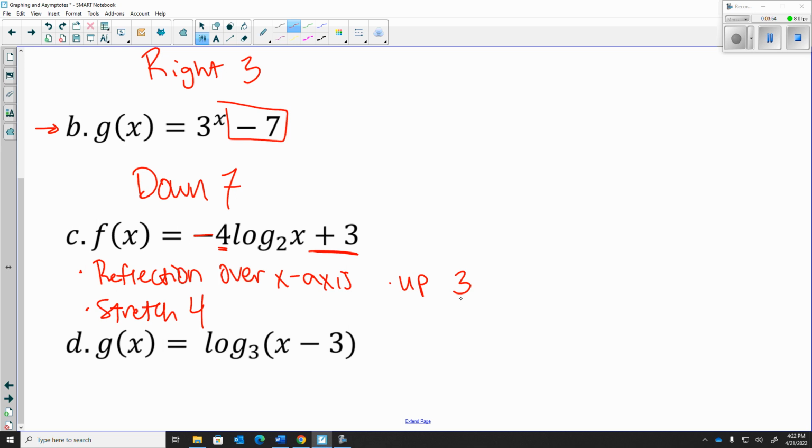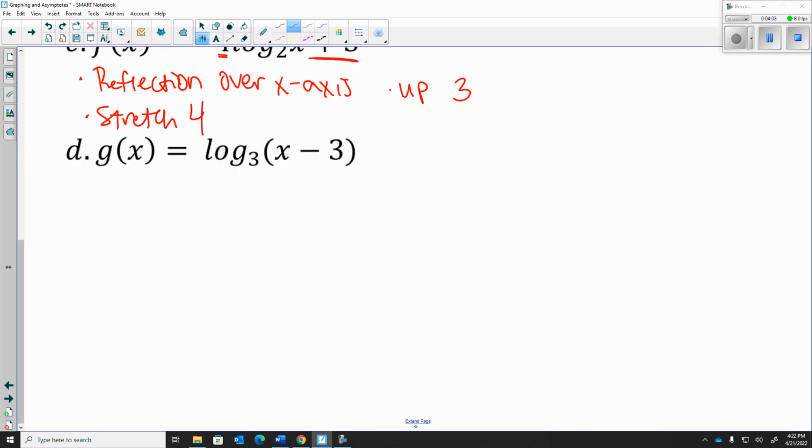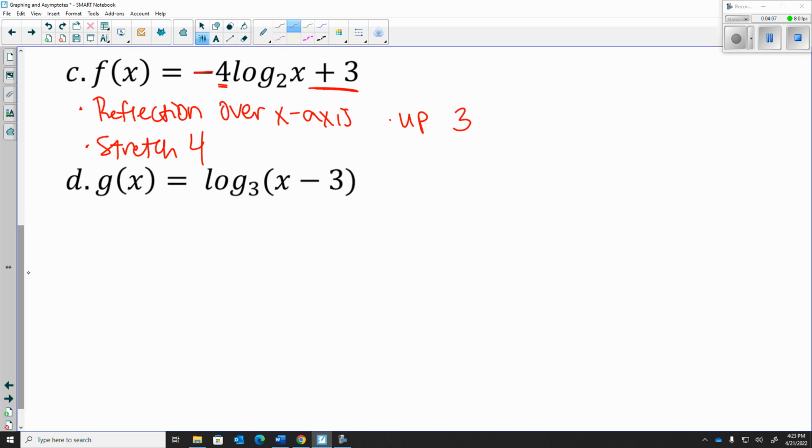Okay, so hopefully now these rules are coming back to you. It's all the same rules. We're just dealing with different types of functions. So let's do one more. I have log base 3 of x minus 3. Okay, so I only have one transformation here. This is on the inside of the function, left and right, opposite of what I see. So a minus 3 takes me right 3.